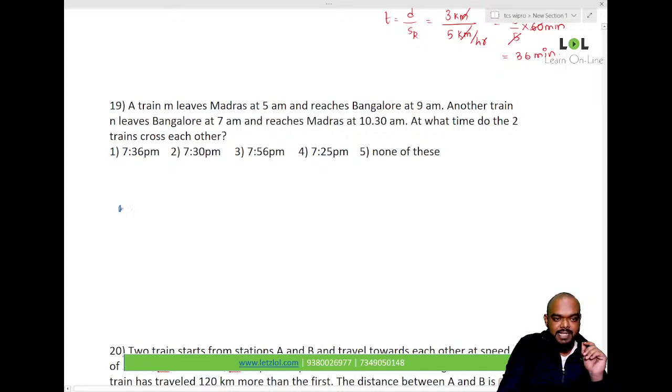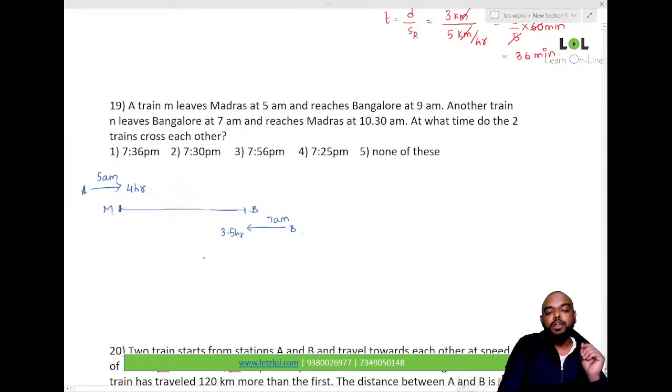So we have Madras and Bangalore. This is Madras. And let me call this Bangalore. Train A leaves at 5 a.m. and reaches Bangalore at 9 a.m. Means it takes 4 hours. Train B leaves Bangalore at 7 a.m. and reaches at 10:30 a.m., means 3.5 hours. Okay. At what time do they cross each other?